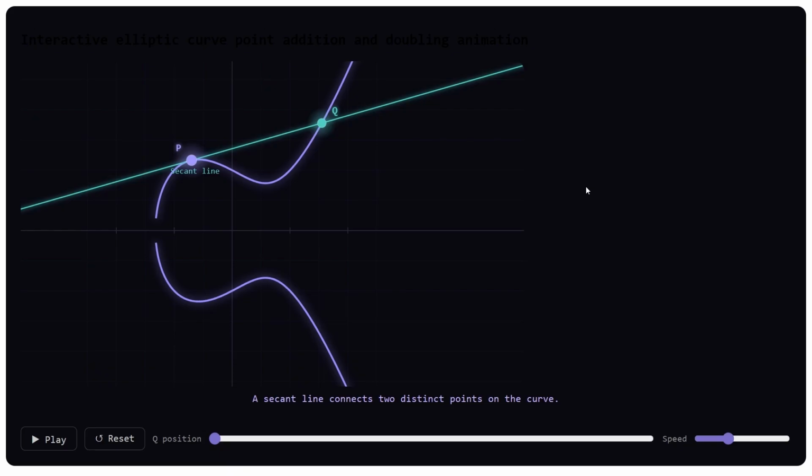And to help you understand this more visually, I actually built an interactive HTML visualization for this. In the animation, you can literally watch Q sliding toward P, the second line rotating and naturally becoming a tangent line, as we discussed in the video. So instead of memorizing formulas, you can actually see why point doubling works. I highly recommend checking out the visualization and playing with it yourself, because once you see the transition happen interactively, the whole concept clicks instantly.